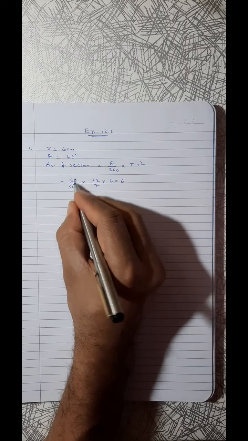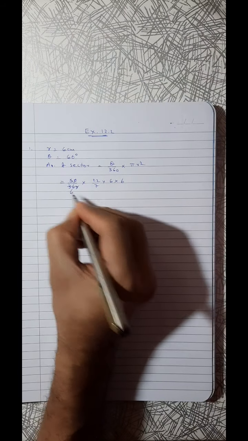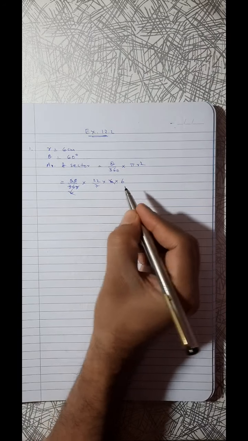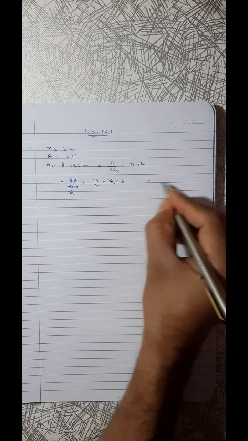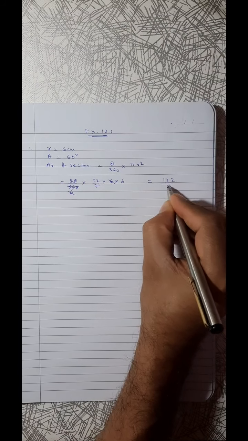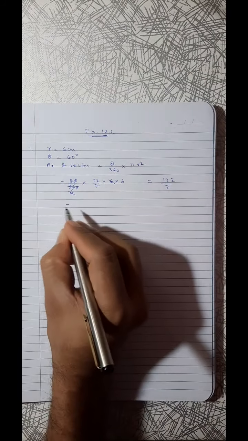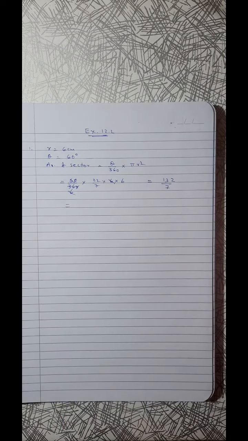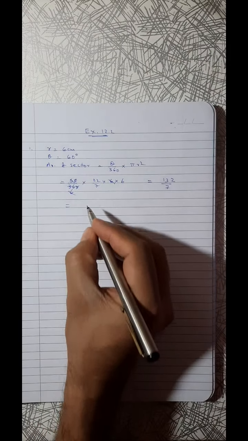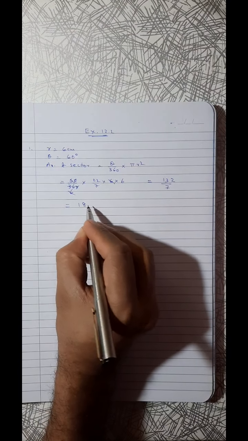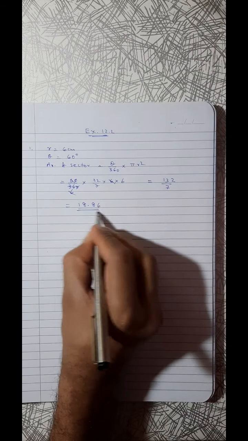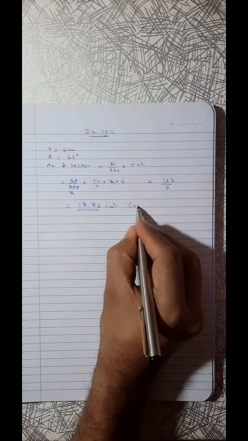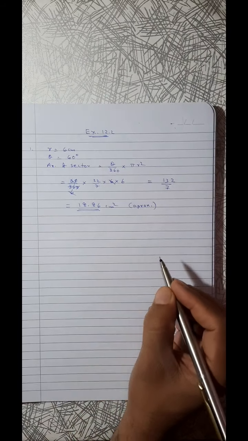Cutting. 6 sixes are 36. 6 and 6 cancelled. So 6 into 22, 132 by 7. 132 by 7 is 18.857, so after rounding, approximately 18.86 centimeter square.